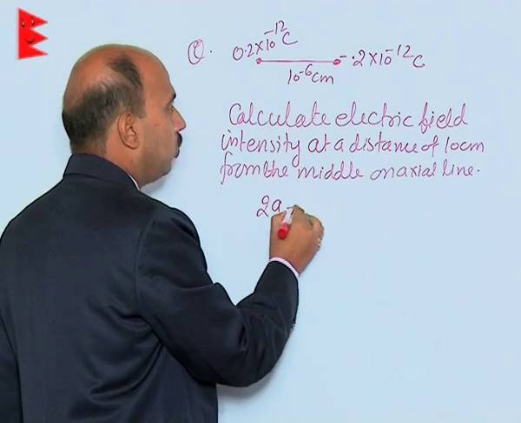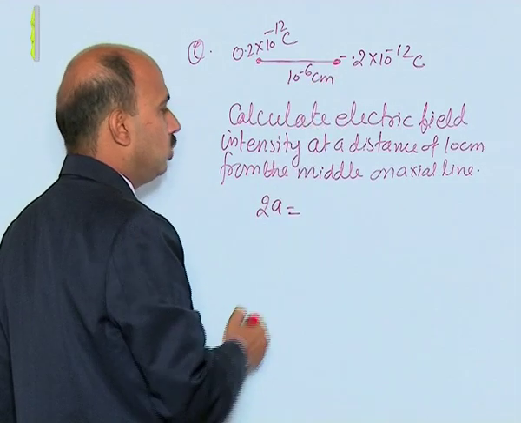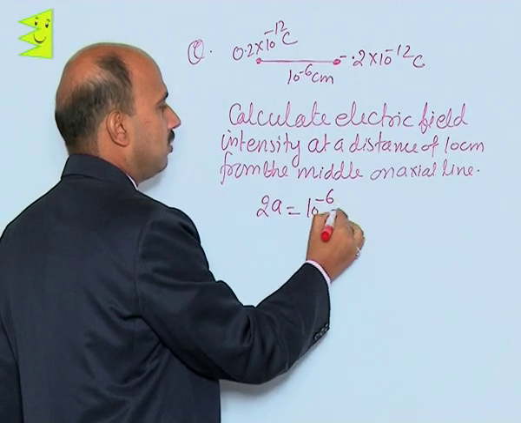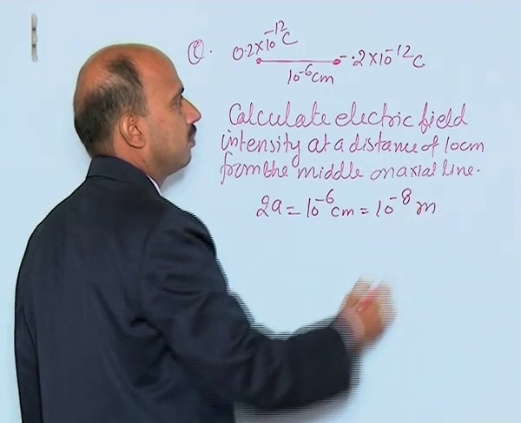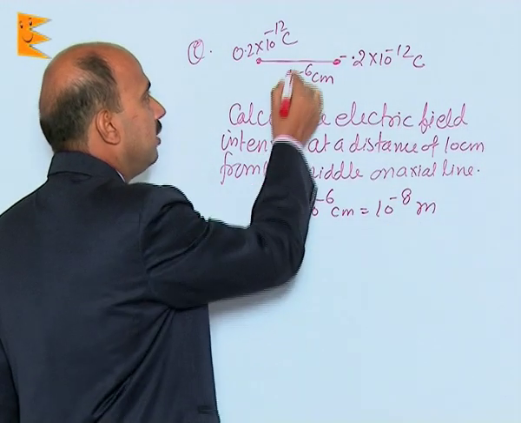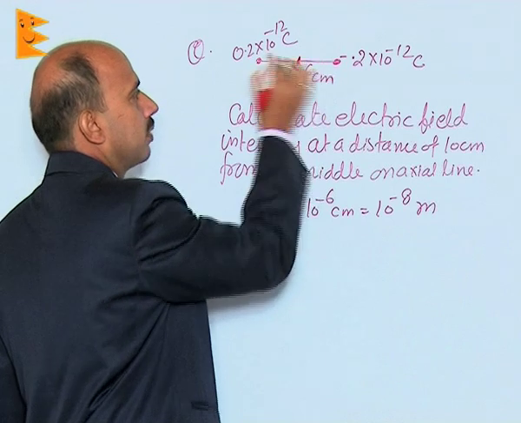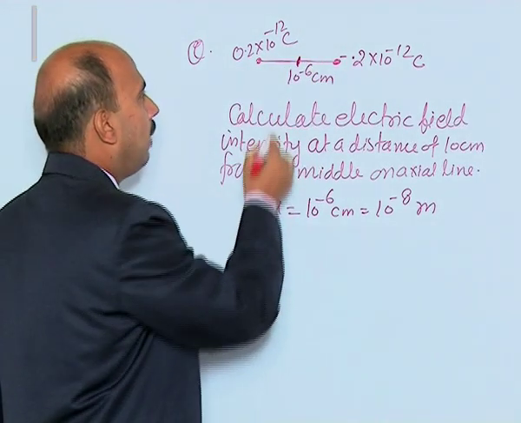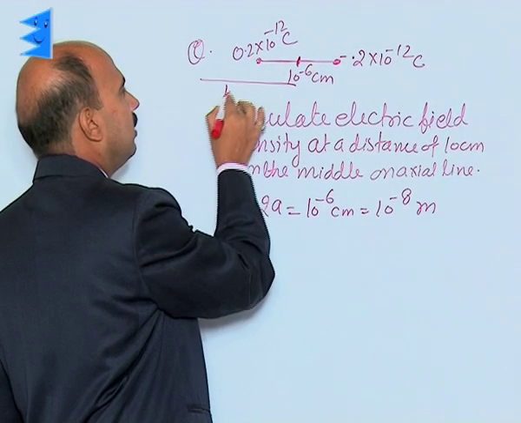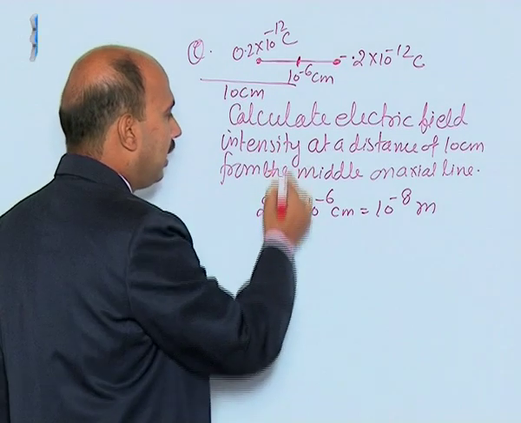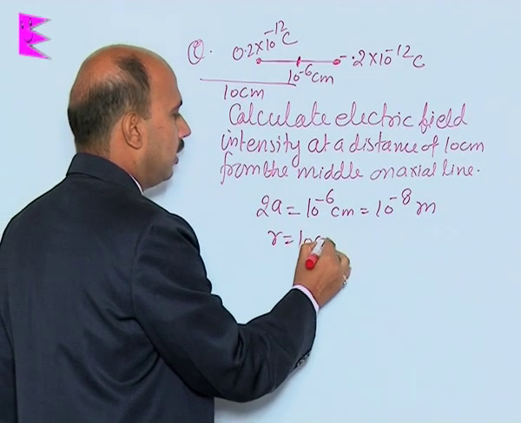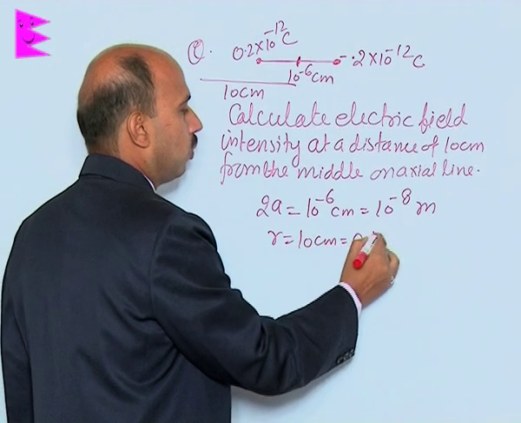So, we can write 2a is equal to the distance between the two charges, 10^-6 centimeter, which is equal to 10^-8 meter. Now, this is the middle point here. From the middle, you have to calculate the electric field intensity at a distance of 10 centimeter. So, we can take r equal to 10 centimeter, that is 0.1 meter.